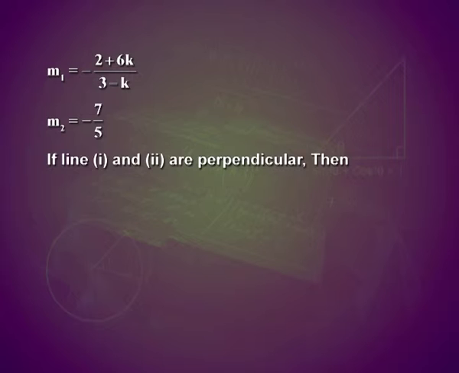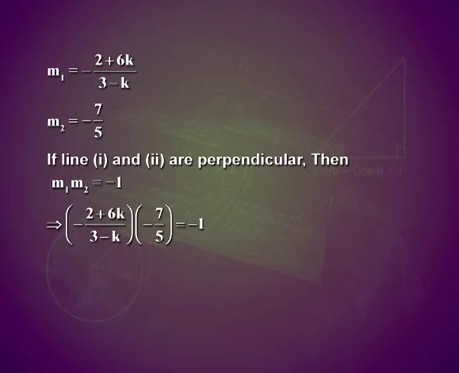−7/5. If lines 1 and 2 are perpendicular, then we have m1 into m2 is equal to −1, that is −(2 + 6k)/(3 − k) into −7/5 is equal to −1. So, 14 + 42k is equal to −15 + 5k. On solving this, we get k is equal to −29/37.